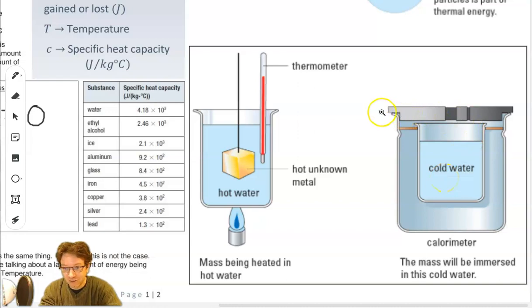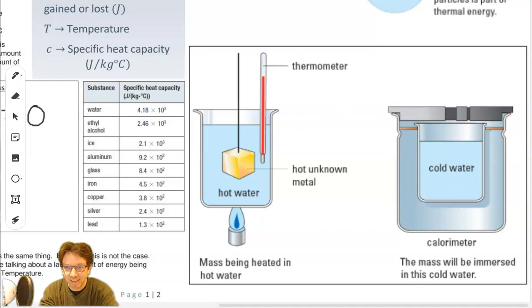Okay? And then you try to sort of remove the surrounding environments to make sure as little heat as possible is lost to the surrounding environment, because if heat is lost to the surrounding environment, that ruins the information that you're trying to collect. What you want to collect is the change in temperature of the water.